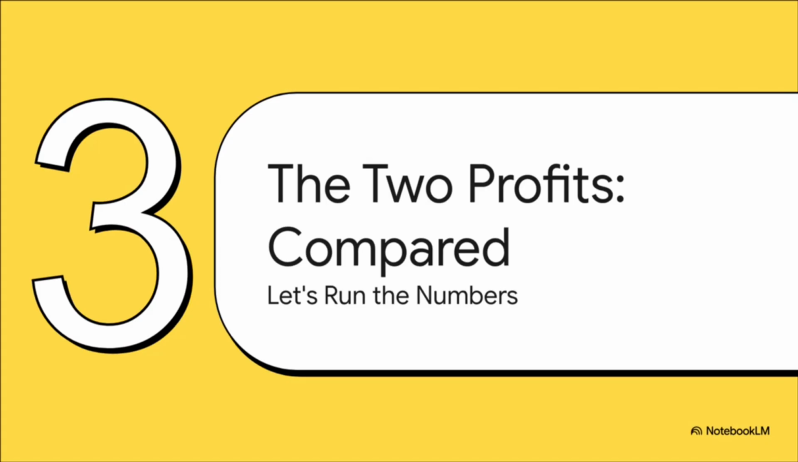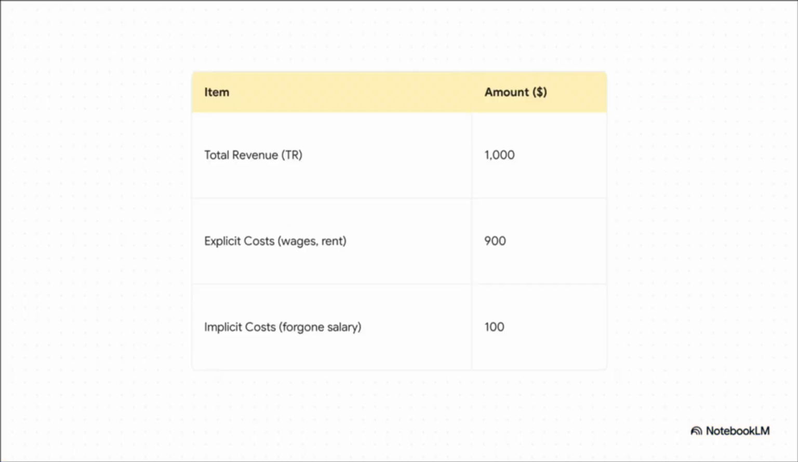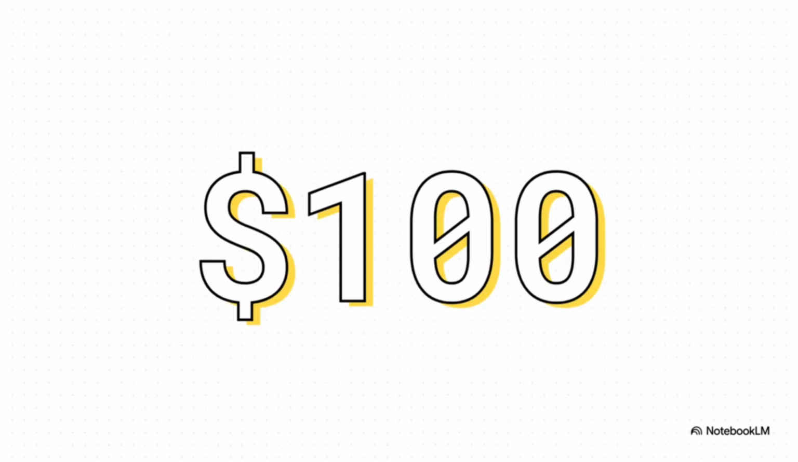All right, theory is one thing, but let's make this crystal clear. We're going to run the numbers with a simple example and see how this all plays out in practice. So let's put some real numbers to this idea. Imagine for 1 month, your business brings in a total revenue of $1,000. Cool. Now, your explicit costs, we're talking wages, rent, materials, they add up to $900. And then we have our implicit costs. Let's say that's the $100 you gave up by not working your old part-time job this month. So implicit costs are $100. So first, let's do the easy one, accounting profit.